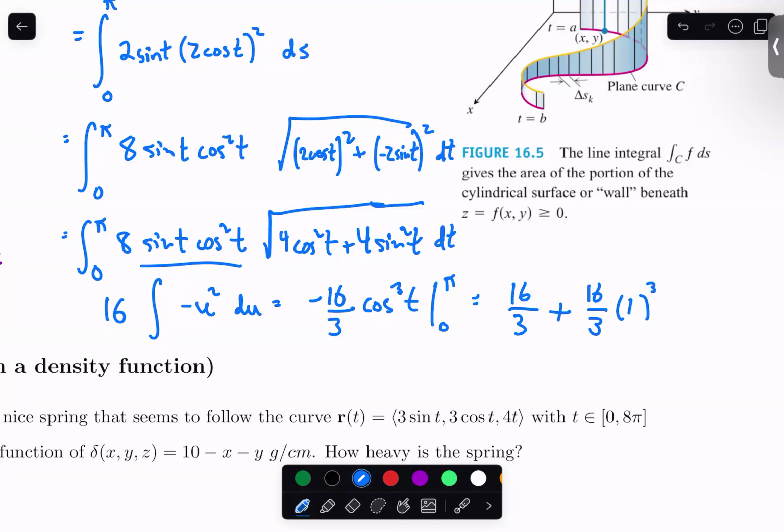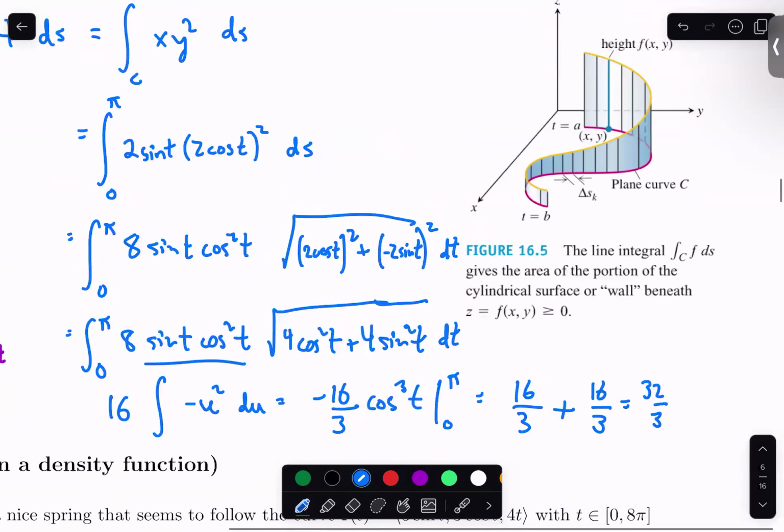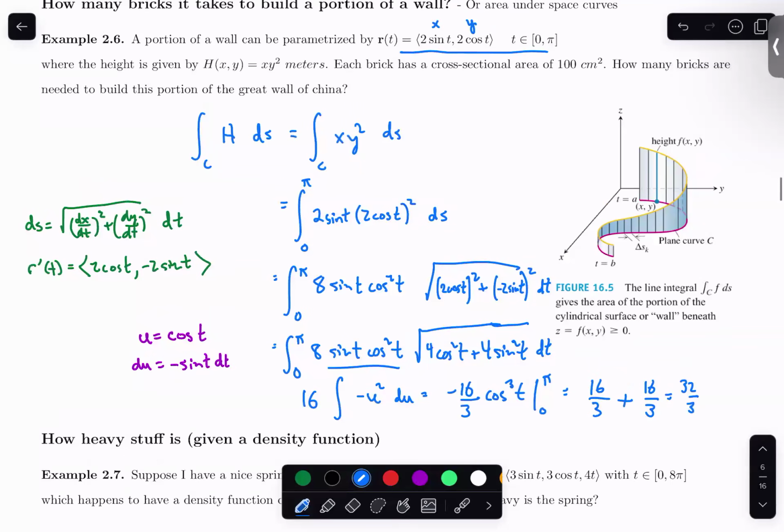And again, I need to cube that. That's still 1. Multiply it by the 16/3. That's going to be 16/3. All right, so this is how many, well, let's see. This was in meters. We're going to assume that everything here is in meters. So this is, I guess, square meters.